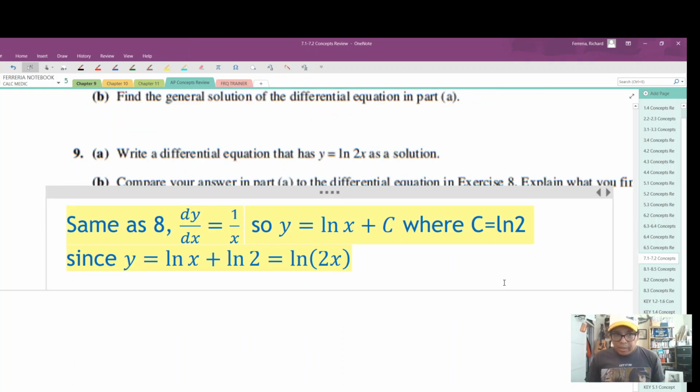So basically, the differential equation is the same differential equation that you got in question 8: dy/dx equals 1 over x. Cleverly, you can say that the C is natural log of 2, since natural log of 2 is a constant. Then your solution becomes y equals natural log of x plus the natural log of 2, which of course is the natural log of 2x.